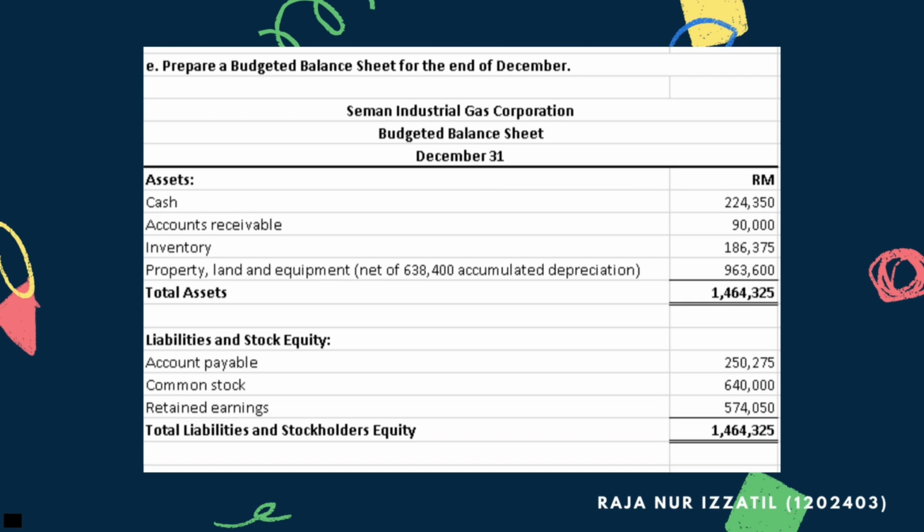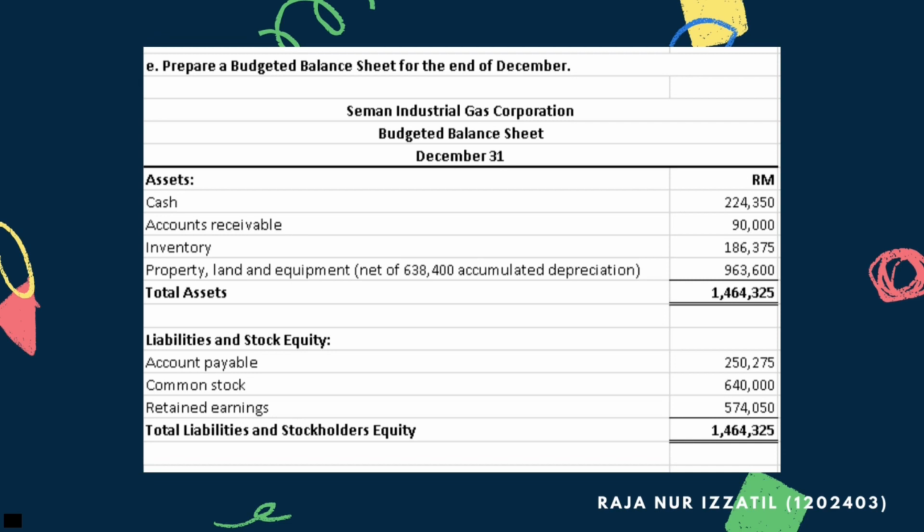The format for the budgeted balance sheet, the first thing is we need to calculate the amount of asset. The first item that we need to calculate under item asset is cash. The amount of cash is 224,350, which we get from the cash budget under column excess deficiency of cash for the month of December. And the next column is for accounts receivable, which is from the additional information. Collections are expected to be 75% in the month of sale and 25% in the month following the sale. So we calculate 360,000 times with 25%, and we will get 90,000 ringgit for the accounts receivable.